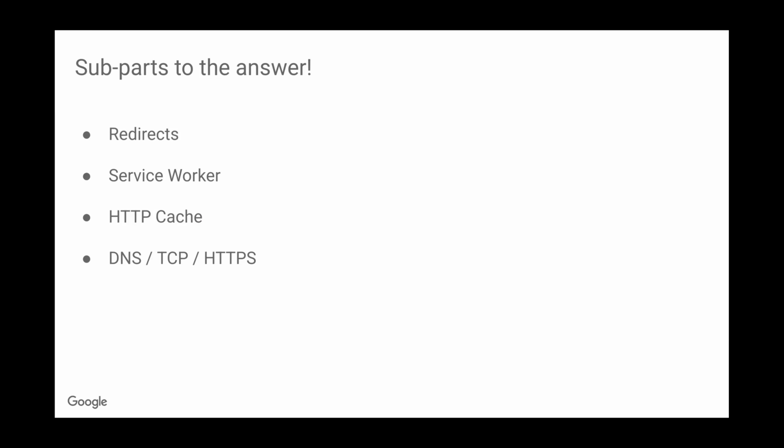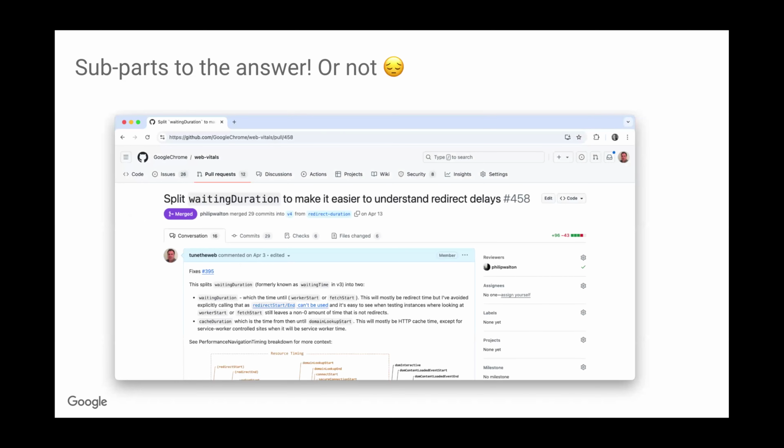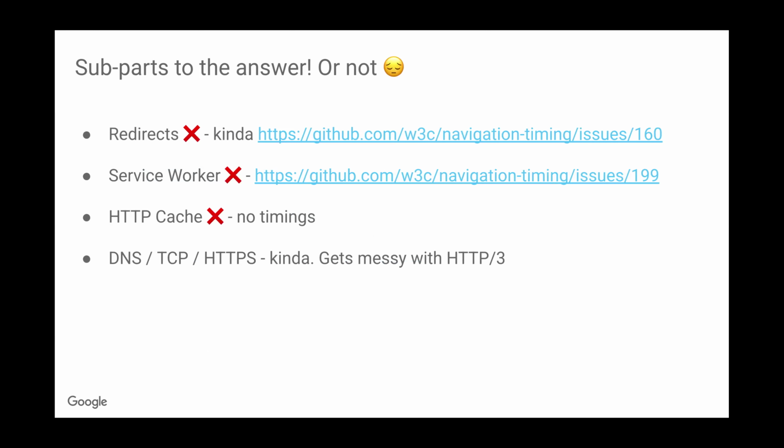I'm a big fan of breaking things down into subparts or components or various pieces. So you could break it down into the redirect part, the service worker part, the HTTP cache part, and the DNS, TCP, and HTTPS connection setup part. And that will give you more information about what to do. And I actually tried to do this in the Web Vitals JS library and failed miserably, because you can't really break it into the subparts. And there are some reasons for that.